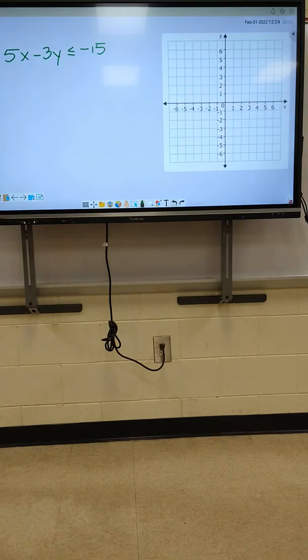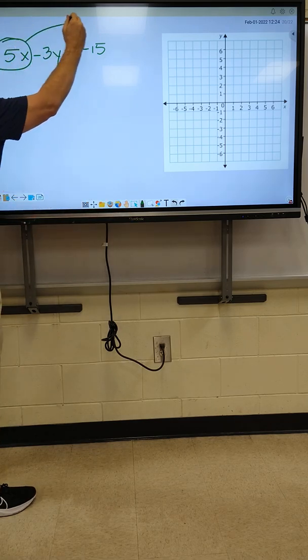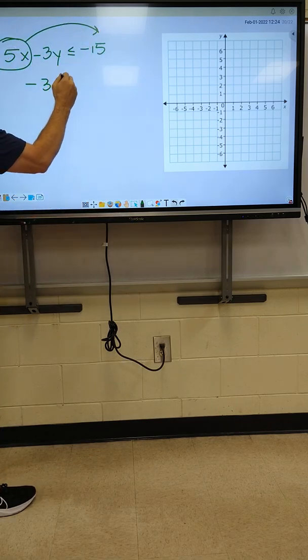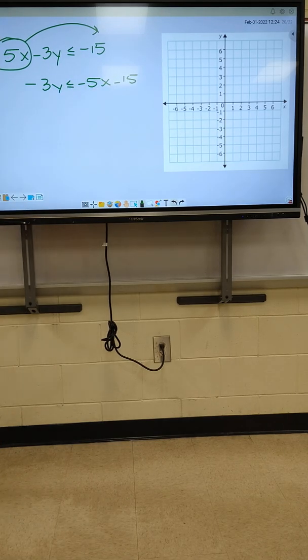Everybody's getting the y by itself. Mikey, what do you got? So you move over 5x, it'll be a negative 5x. That's your first step. Then you divide everything by -3. Allison, you always divide by the number that's with the y. Always. But first, you have to move 5x over, and that's going to make it a negative 5x. That's what you should have on the first step.